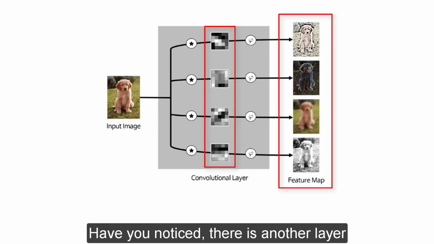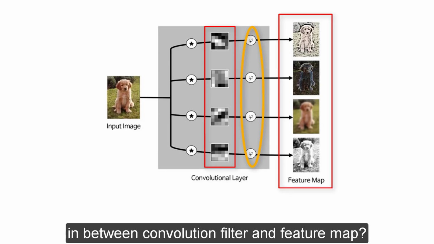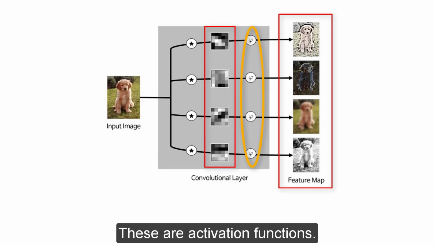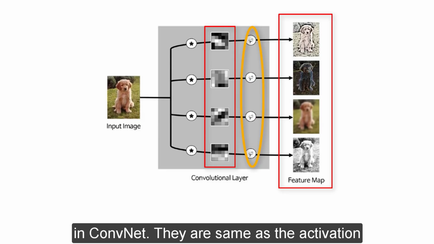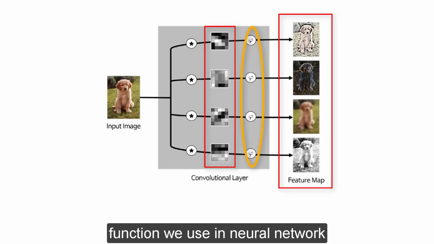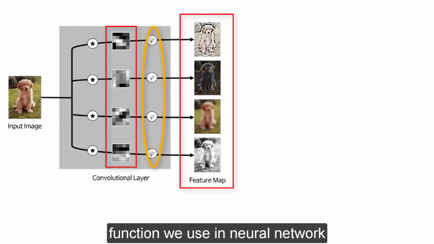Have you noticed there is another layer in between the convolution filter and the feature map? These are activation functions. There is nothing special about activation functions in ConvNet. They are the same as the activation functions we used in neural networks.